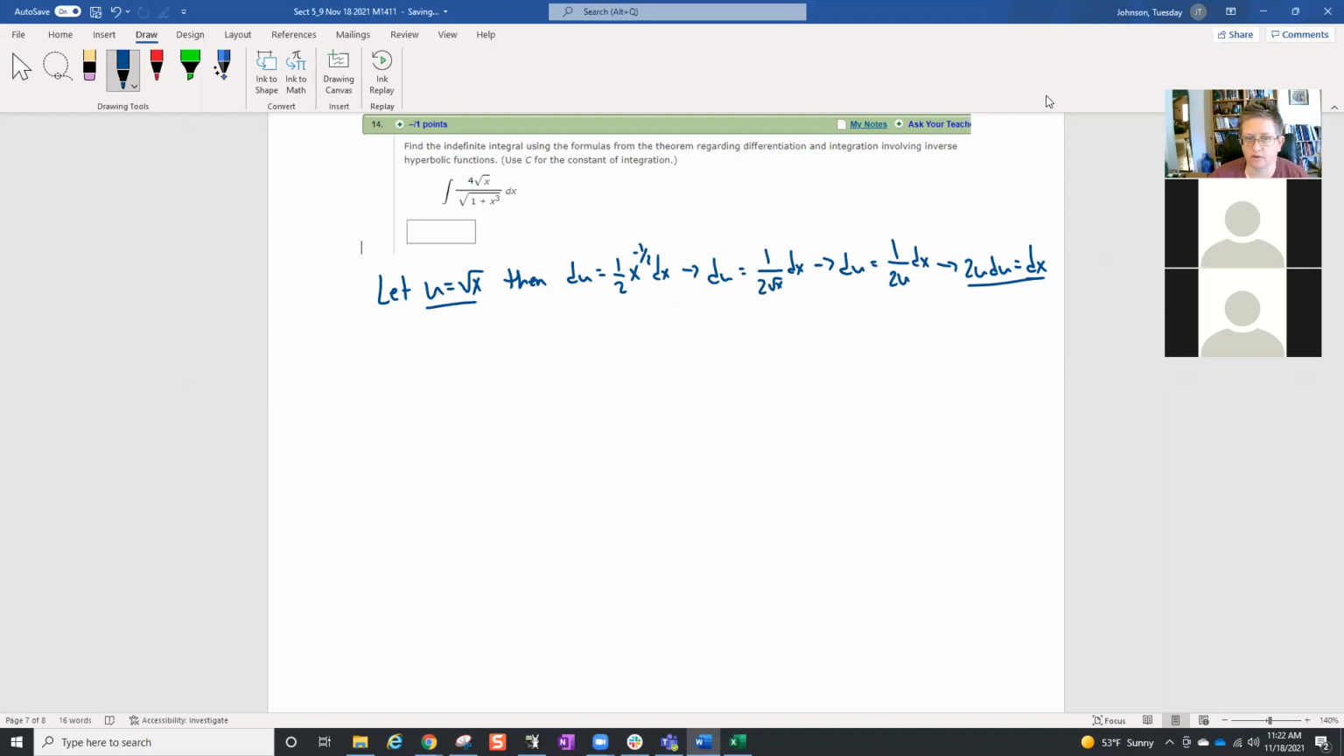For real. Let's see. Let u be the square root of x, then du, we find the derivative. We rewrite it because of rational exponents. Okay, I got that, but u is the square root of x, so I can put u in there. So 2u du equals dx.